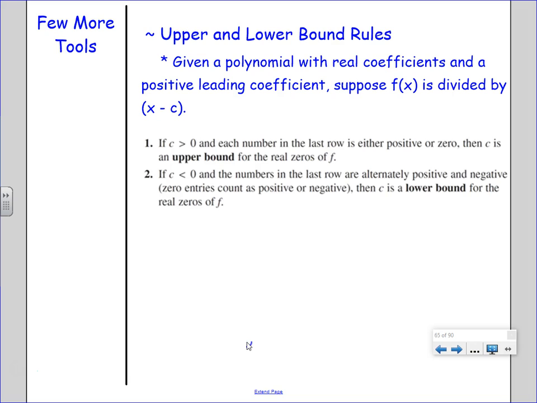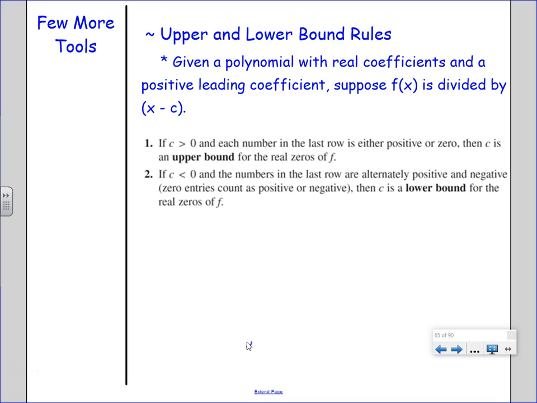You have a polynomial, you have real coefficients, you have a positive leading coefficient, the very, very front one. We have f of x being divided by x minus c. So what are you doing? You're testing a possible zero. You're dividing. You're either doing long division or you're doing synthetic. So if it looks like that, you're doing synthetic.